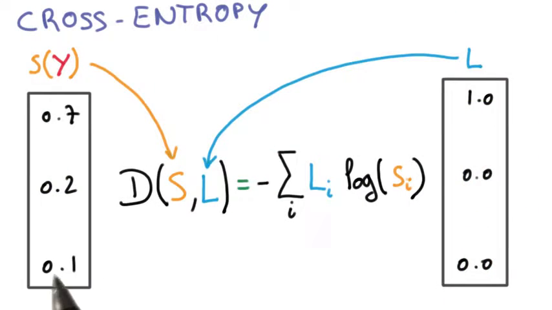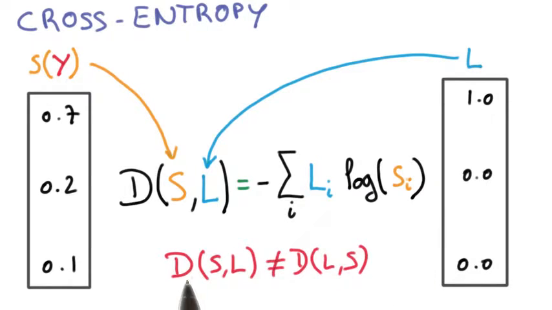The natural way to measure the distance between those two probability vectors is called the cross-entropy. I'll denote it by D here for distance. In math, it looks like this. Be careful, the cross-entropy is not symmetric, and you have a nasty log in there. So you have to make sure that your labels and your distributions are in the right place.